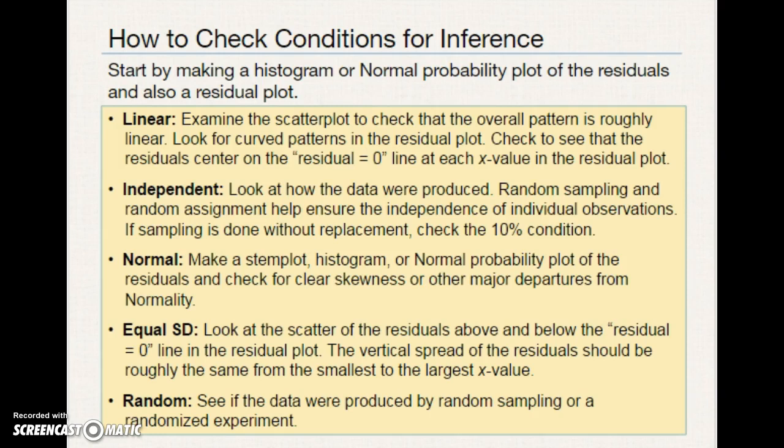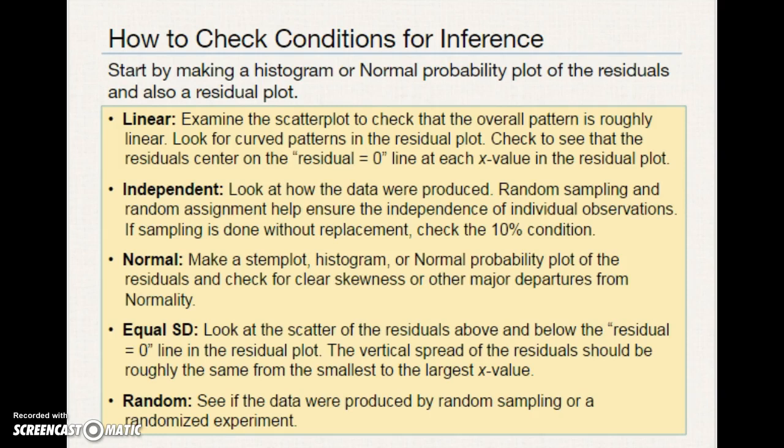This new one is you want to make sure they have equal standard deviation. So again, you look at that residual plot and you look at how they are spread out, and you just want to make sure that they're sort of equally spread out throughout the entire data set. Not that you're, as it says, it should be roughly the same from the smallest x value to the largest x value. So that it's just all about the same distances away, not that one end is farther spread out. And then the last one, just see how your data were produced.